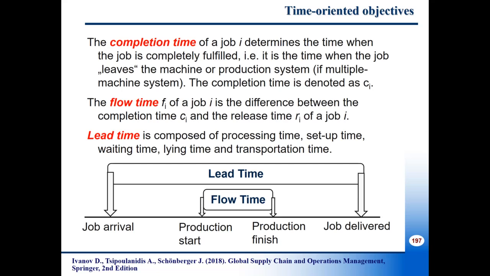Second, the flow time or F_i of a job i is the difference between the completion time C_i and the release time r_i of a job i. Lastly, lead time is composed of processing time, setup time, waiting time, laying time, and transportation time. Completion times, flow times, and lead times are performance indicators for quantifying the scheduling decisions from the perspective of an individual request.